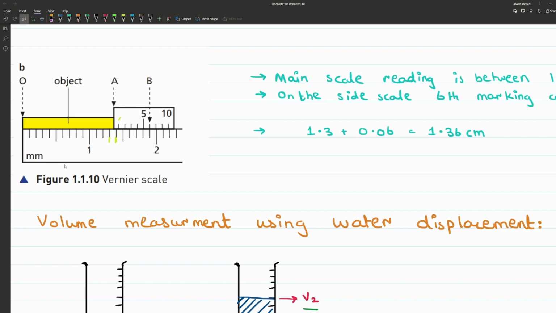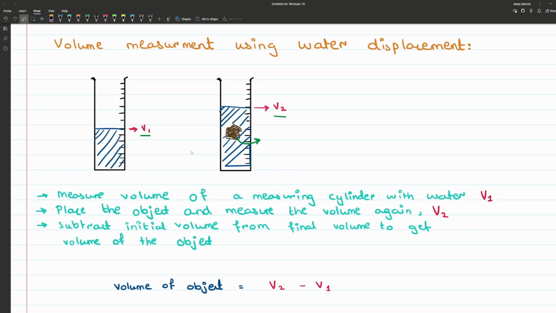So the first mark does not coincide, the second also does not, the third also does not, but if we look at the sixth mark, it coincides perfectly with the main scale. So we know that the sixth mark is correct. Now what we do is that we take our original main scale reading, which is 1.3, and add 0.06 centimeters to it, because our sixth marking on the side scale coincided, and then we get our final reading of 1.36 centimeter.